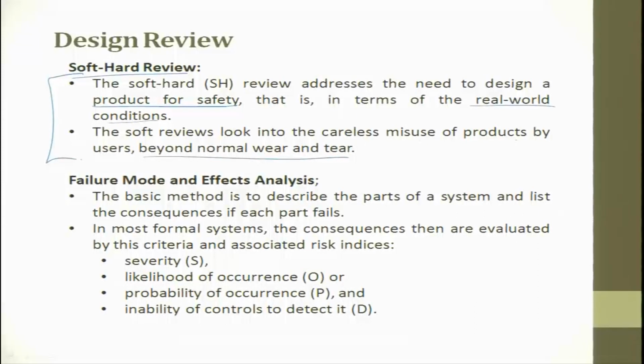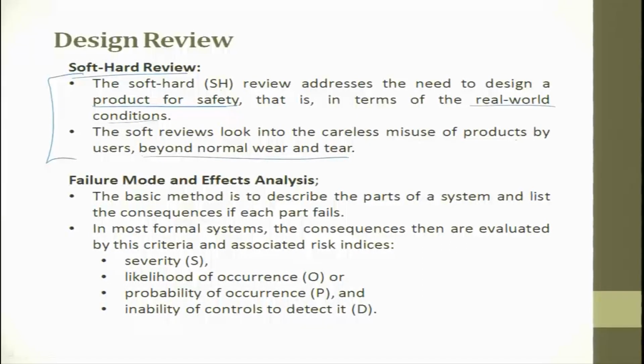It's just a careless misuse of the product. And then what they do, they dig their ears and then come back and start writing on a piece of paper. The ball gets stuck from rotation, then they start cursing the product that it has not performed what it is supposed to perform. So these two are called soft and hard review. Soft hard review is for addressing the product for safety.